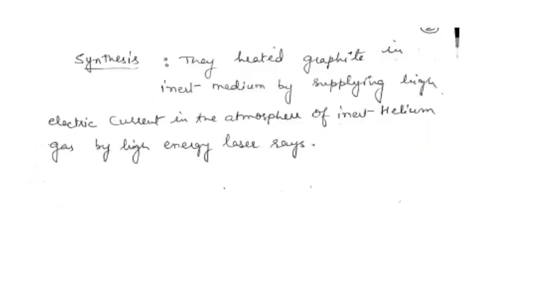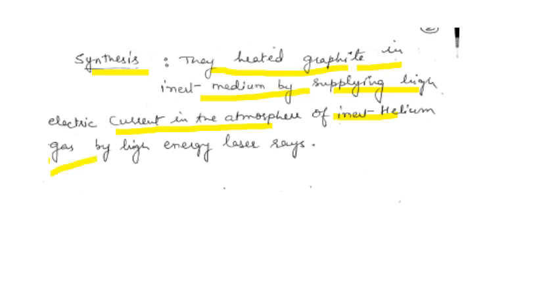What is the synthesis process for the formation of this fullerene? We go for heating the graphite in an inert medium by supplying a high electric current in the atmosphere of inert helium gas, or by heating it with high energy laser rays. So by this method, heating in the inert medium by passing a high electric current in the atmosphere, or with high energy laser rays, we get the fullerene allotrope.